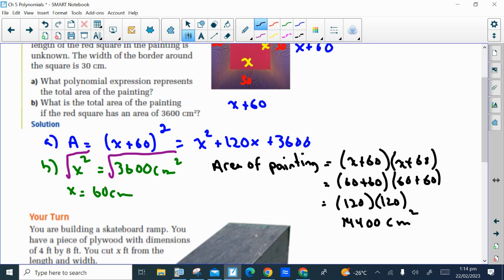120 times 120 is 14,400. So what I did is I went 12 times 12, which is 144, and then you have to add 2 zeros on.